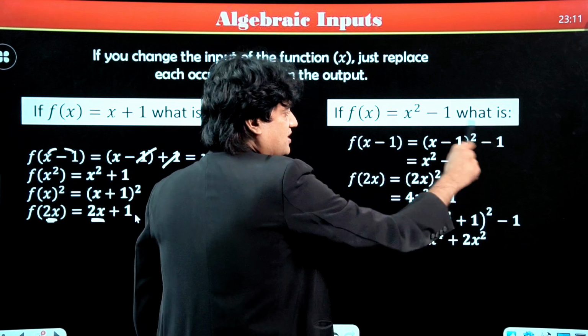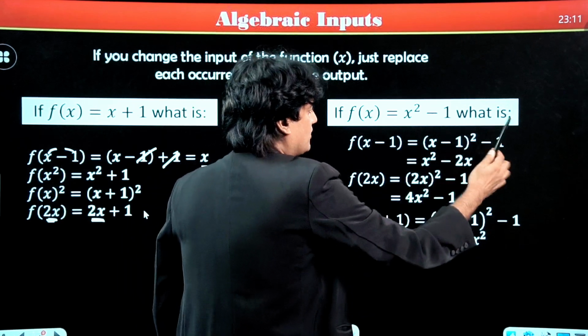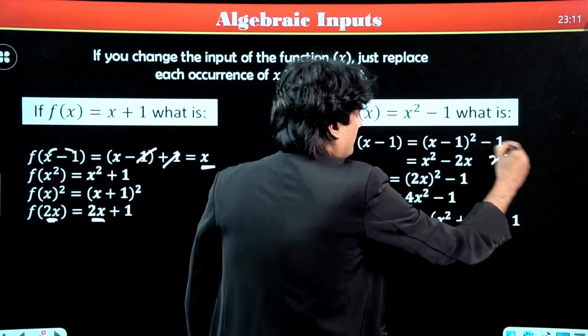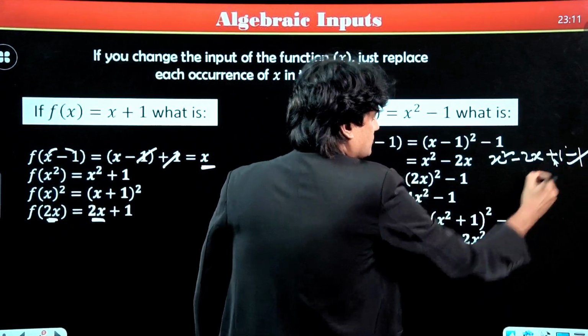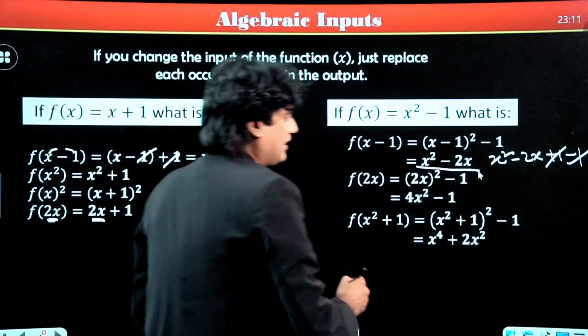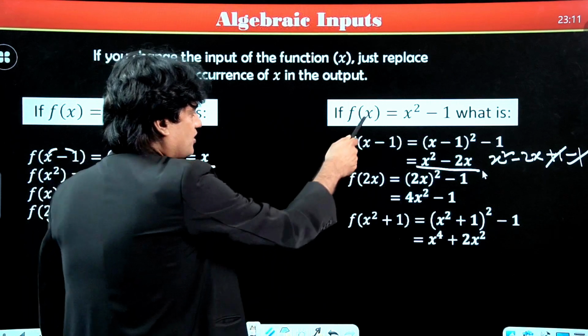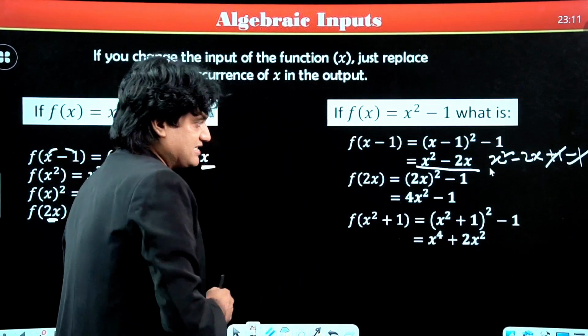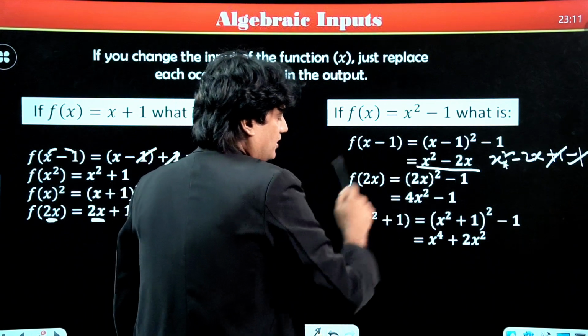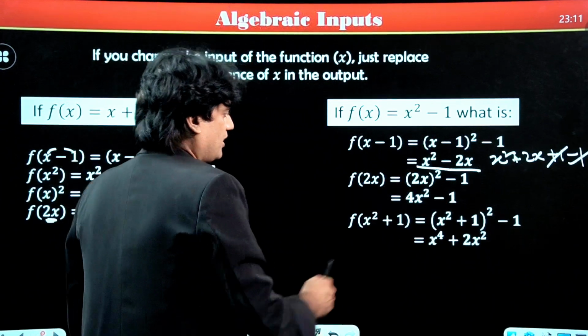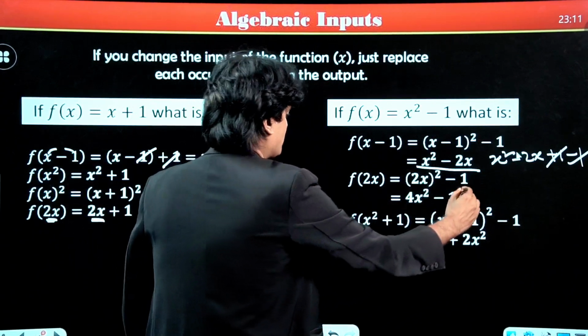Then you just simplify this: a minus b whole square minus 1, so it will be x square minus 2ab plus b square minus 1. So this will be cancelled out, and we will have x square minus 2x. Similarly, instead of x, if we apply twice x as input, according to this rule twice x is squared and then 1 is subtracted. So 2x square is 4x square, minus 1. So this is the output.